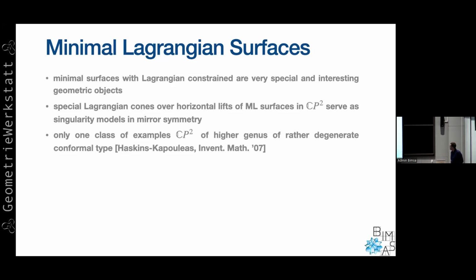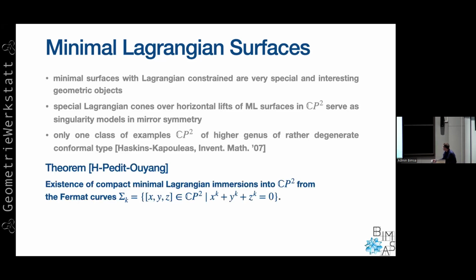But only one class of examples has been constructed so far, at least for higher genus, of very degenerate conformal type. So in a recent preprint, we prove the existence of a new family of these minimal Lagrangian surfaces, which I think is quite interesting because the conformal type is that of the Fermat curves. So the Fermat curves are complex holomorphic curves in CP2 by definition, but also they allow for minimal Lagrangian immersions into the same space.